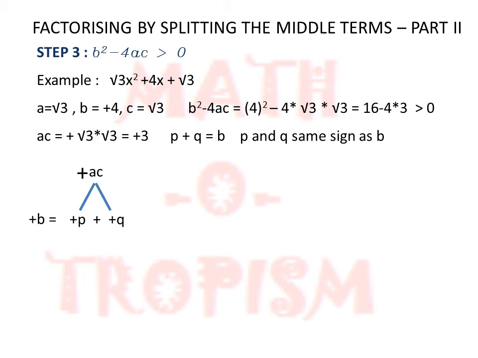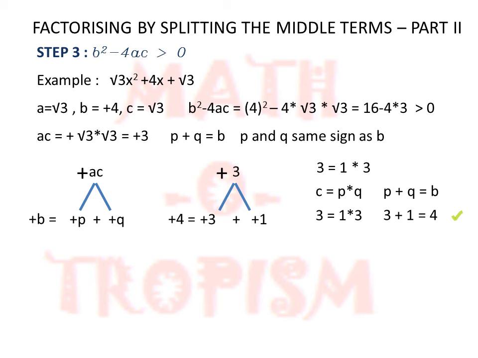So now what is the number? AC is 3. So now I split into factors, it comes into 1 into 3. So C is P into Q. There is only one possible factor over here. Since the middle term is 4, it means 3 is equal to 1 into 3, and P plus Q, when I am writing, it will come as 3 plus 1, which is equal to 4, which is the required B. So that means plus 3 has been split into plus 3 and plus 1.